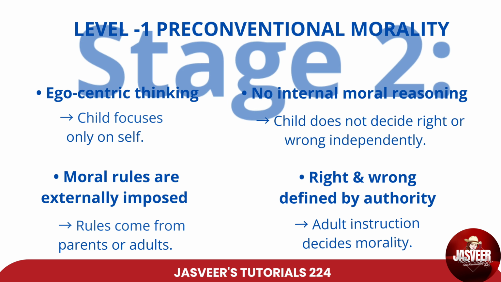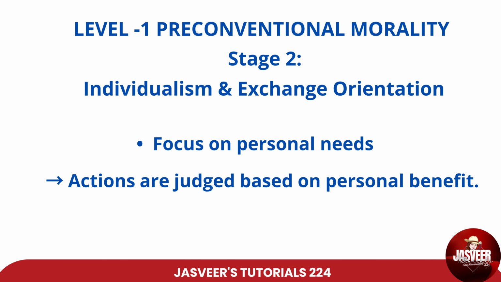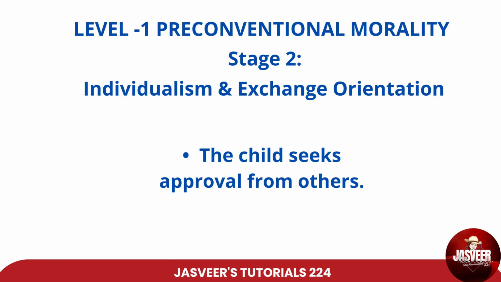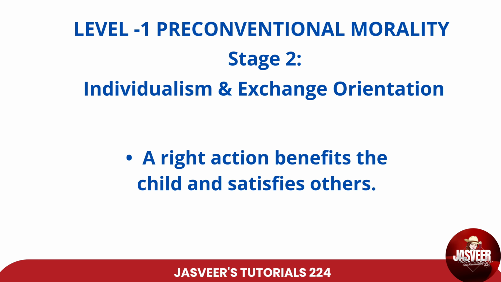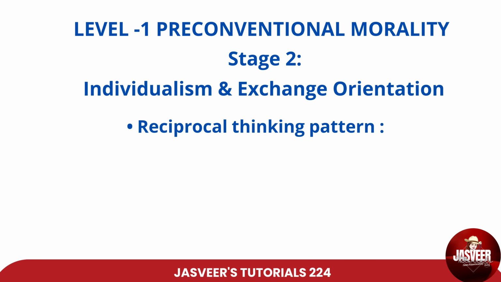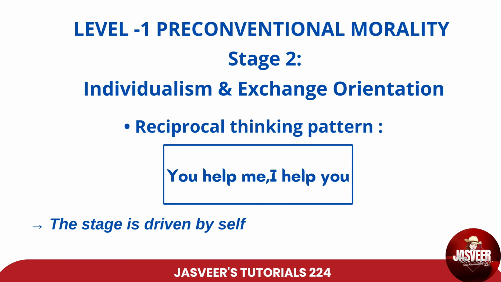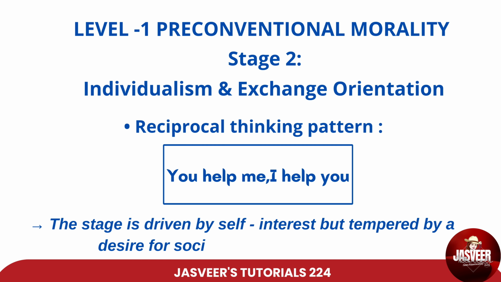Now let us move to stage 2. Here the child starts thinking more about his or her own needs. The child asks, "What do I get from this?" At the same time, the child also wants approval from others. So, a right action is one that helps the child and also pleases other people. You may often notice this kind of thinking: you help me and I help you. This stage shows self-interest, but social approval is also important.